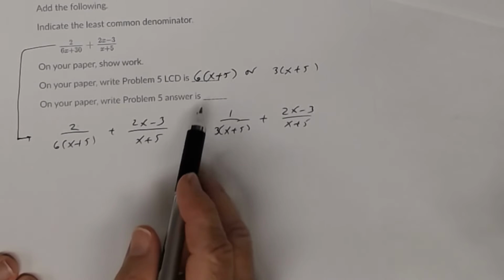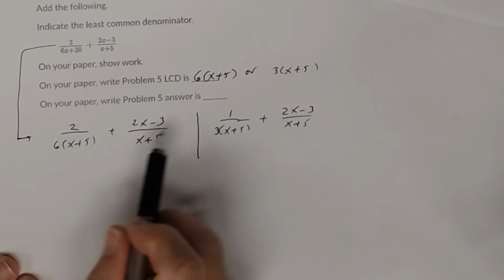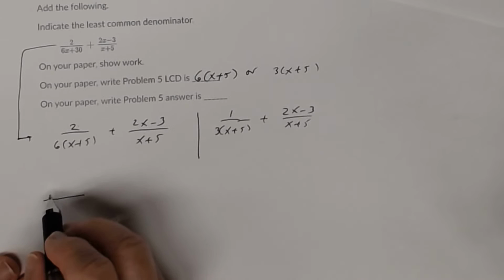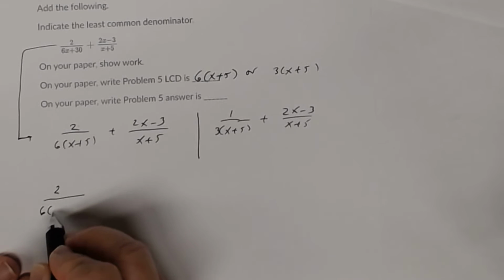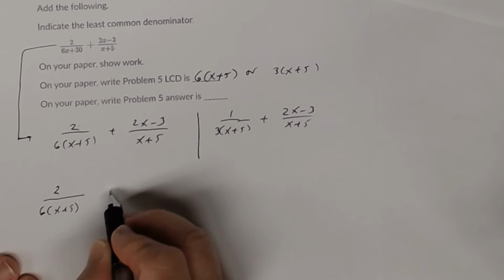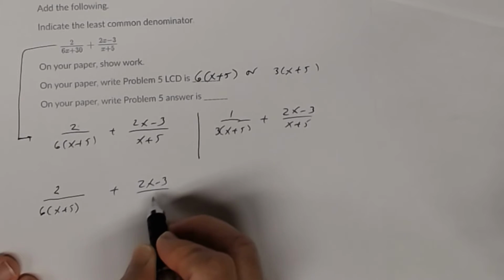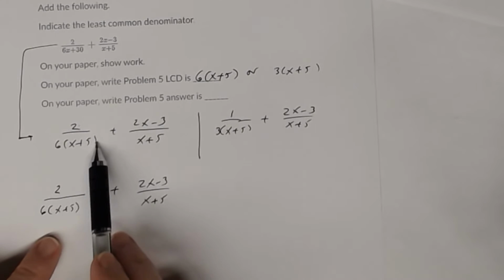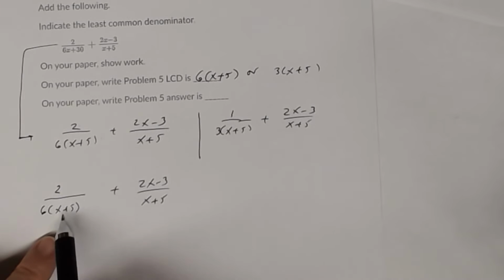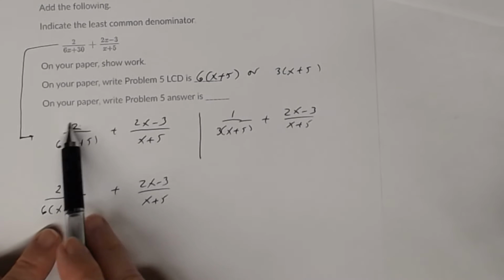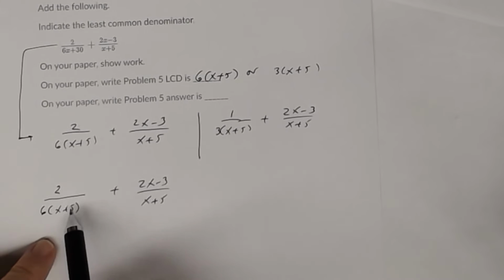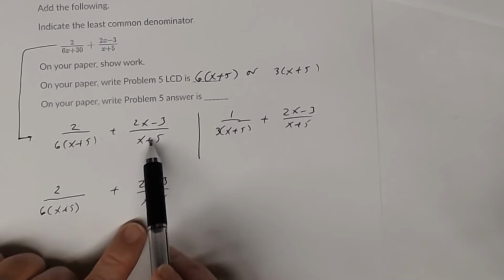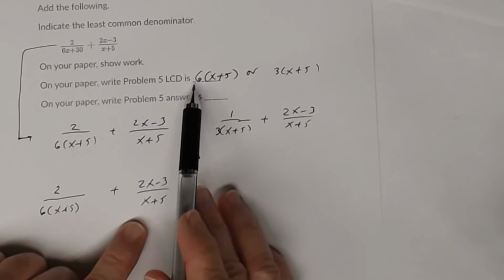So now we're going to write two equivalent fractions using this as my least common denominator. So I'm going to rewrite this over. I get 2 divided by 6 times x plus 5, I'm going to leave some space, plus 2x minus 3 divided by x plus 5. All right, now notice, this is what I have. This is what I want. Notice those are the same. So this fraction is equivalent to itself. It already has that least common denominator. Over here, though, I have x plus 5, but I'm missing that 6, right?